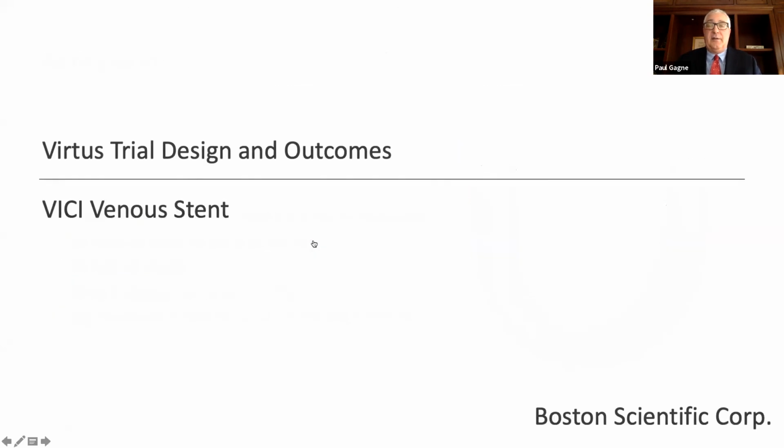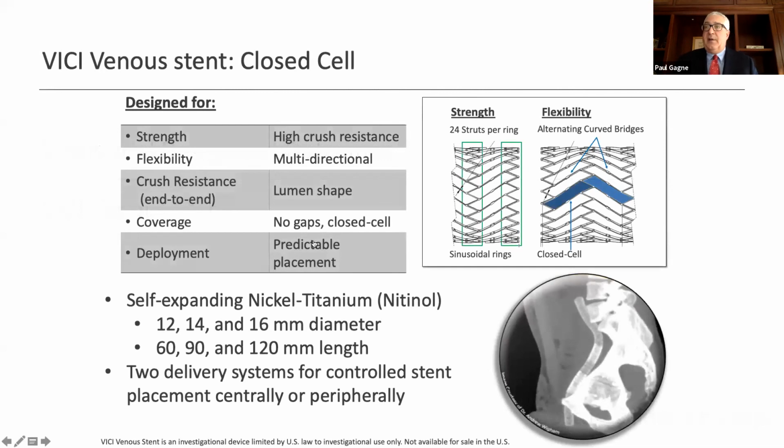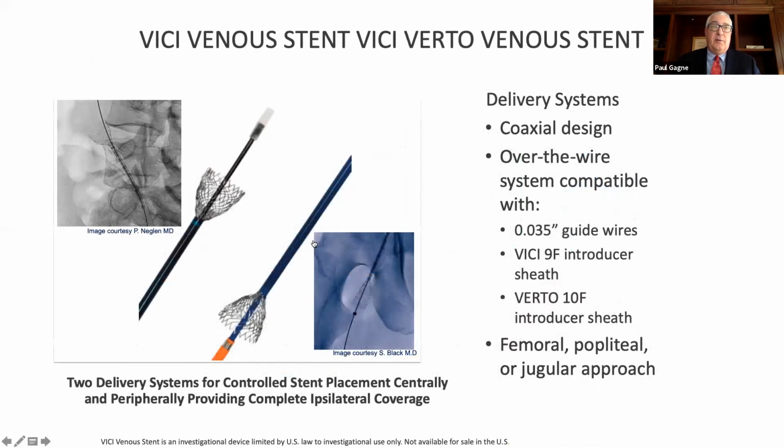Now, the VERTIS trial and the Vici venous stent, now commercialized by Boston Scientific, was the next stent to come out with FDA approval. This is a high crush resistant stent available in 12, 14, and 16 millimeter diameters. It is available in two different delivery systems. One deploys the stent from distal to proximal. The other deploys the stent from proximal to distal.